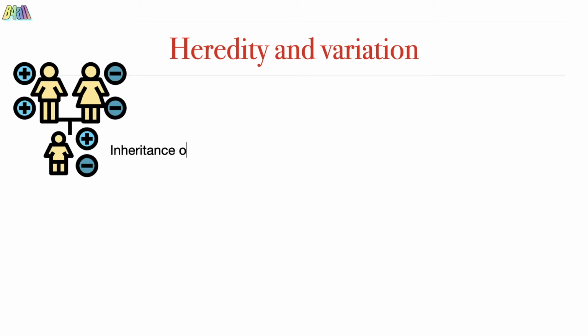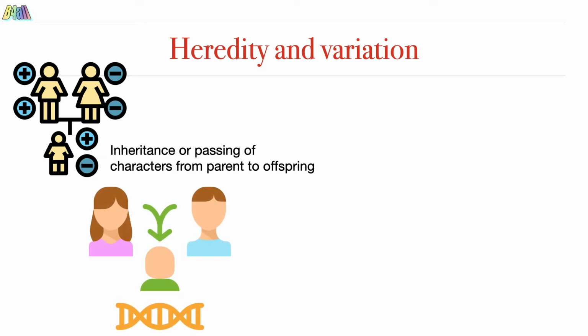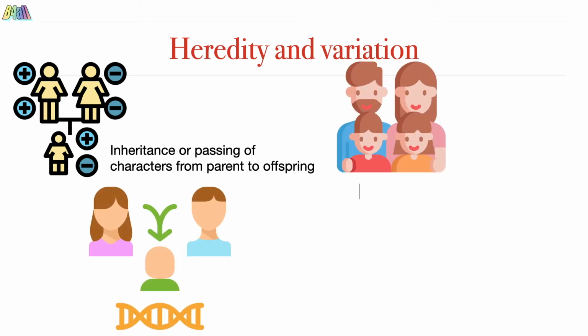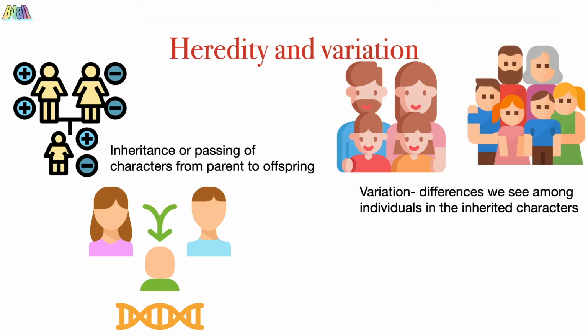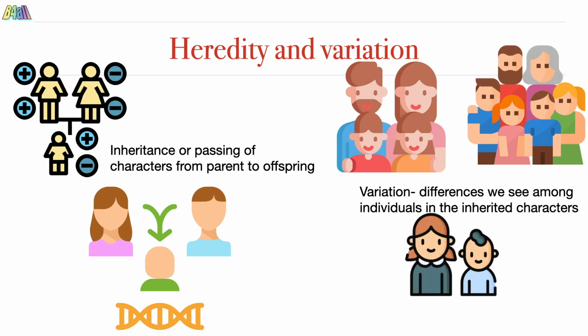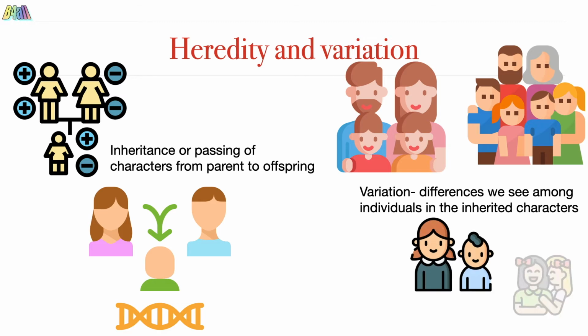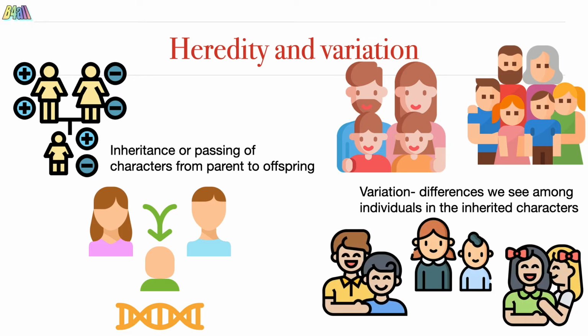Heredity is the inheritance or passing of characters from parent to offspring across generations, and variation is the differences we see among individuals in these inherited characters. That is, even though we inherit characters from our parents, we do not look exactly like our parent, nor do our siblings. That is, our brother or sister does not look exactly like us.